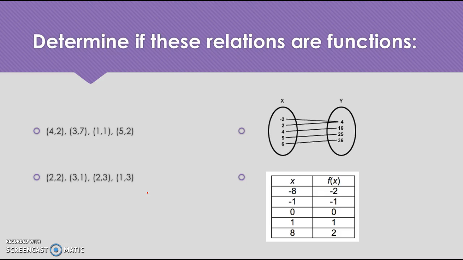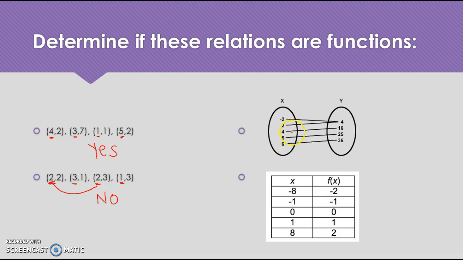So I want to determine if these relations are functions. Okay, so the first one on the top left, that's ordered pairs. Okay, so all I'm going to do is look at my x values. I don't care about the y's, I just want to look at the x's. Okay, so I've got a 4, a 3, a 1, and a 5. None of them repeat, so this is a function. Okay, the second one, I've got a 2, I got a 3, I got a 2 again, right, and then I got a 1. Because that 2 repeats, this one cannot be a function.